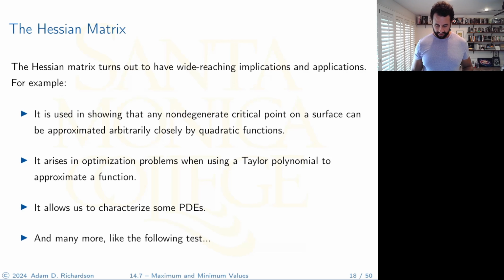It arises when you're doing optimization problems using a Taylor polynomial, which many of you will do. That's one of the reasons you learn about Taylor series in Calculus 2, because Taylor polynomials give you a way of approximating a function. The Hessian lets you know if it is valid to use such a Taylor polynomial to approximate the function. It also lets us characterize some partial differential equations and many more applications, which we won't go into here, except for the one which we are going to use, which is the following test.